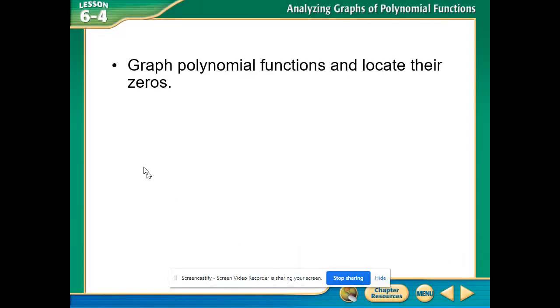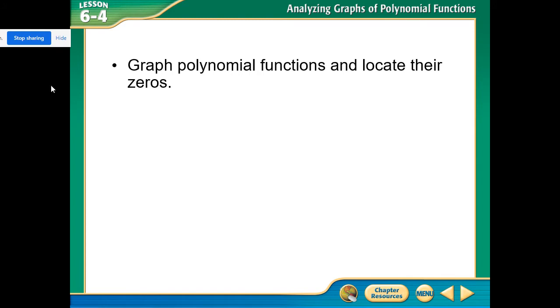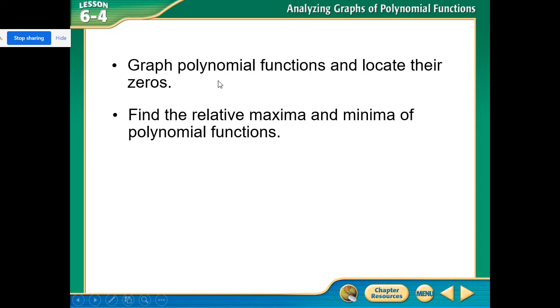All right, today we're going to be talking about polynomial graphs and analyzing them a little bit more. So we're going to graph polynomial functions and locate their zeros. We've done that before just with quadratics, but it's the same idea. And then we're also going to find the relative maximums and minimums of polynomial functions. Again, we've done that with quadratics.